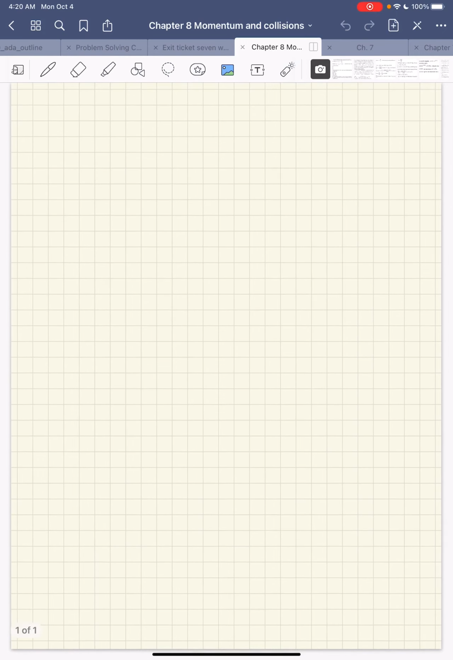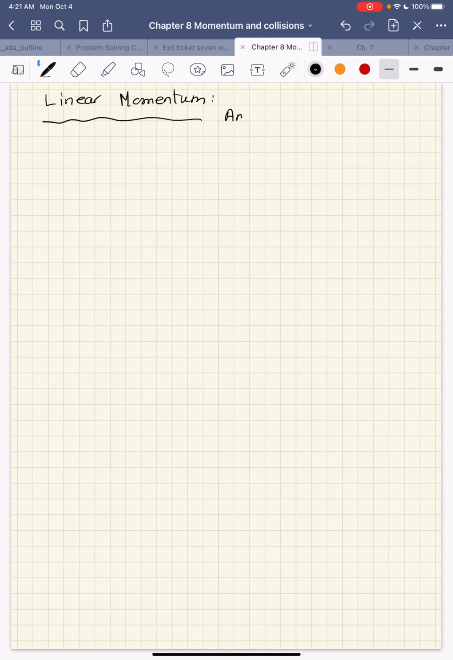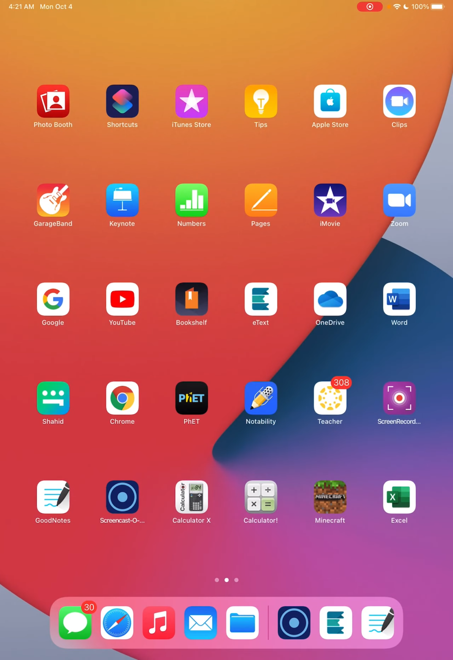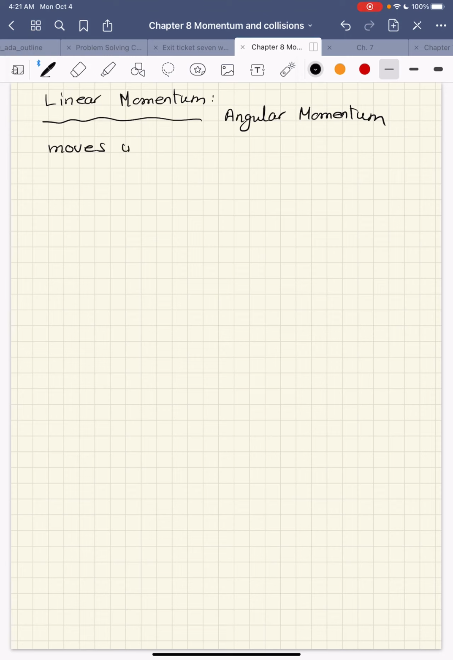Now, the momentum that we are going to talk about today is called linear momentum because my object is moving linearly, or in a straight line. This is to differentiate it from angular momentum, which we will study later. Today our topic is just linear momentum, where the object moves in a straight line.